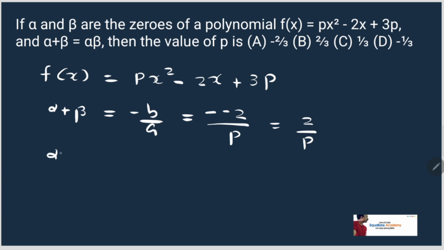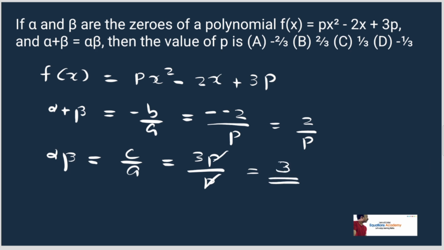Alpha beta is equal to c divided by a. What is c? c is the constant. The constant here is 3p. So 3p divided by a, where a is the coefficient of x square, that is p. So we got 3p divided by p. p and p cancel. We got alpha beta is equal to 3.